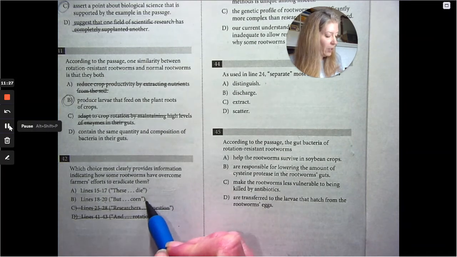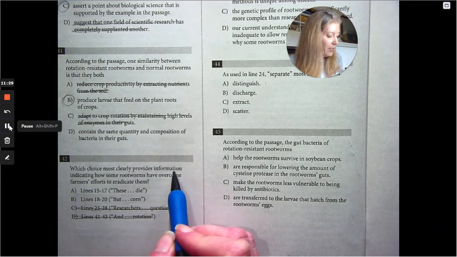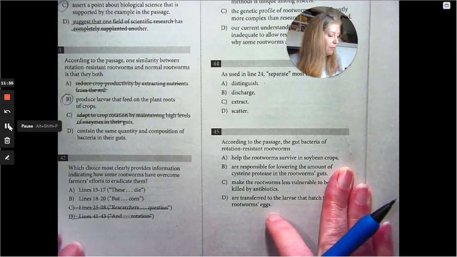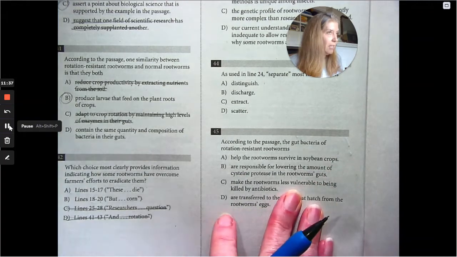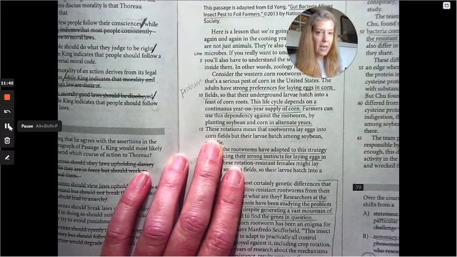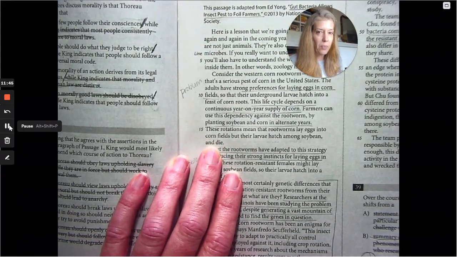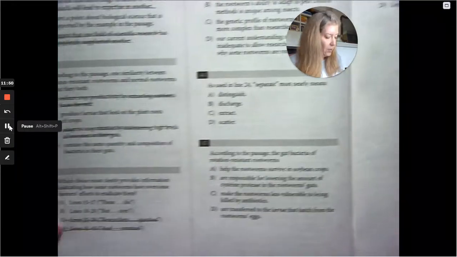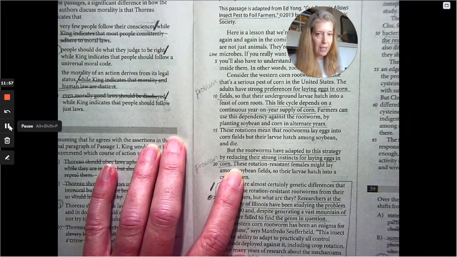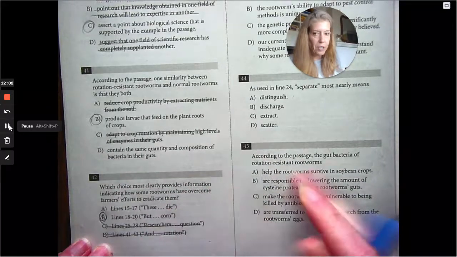Between here and here, what are we looking for? Which choice most clearly provides information indicating how some rootworms have overcome farmers' efforts to eradicate them? Line 15, these to die. These rotations meant that rootworms lay eggs into cornfields, but their larvae hatch among soybean and die. That doesn't answer the question. That doesn't overcome. So it has to be 18 to 20, but to corn. But the rootworms have adapted the strategy by reducing their strong instincts for laying eggs in corn. Got it. That answers the question.